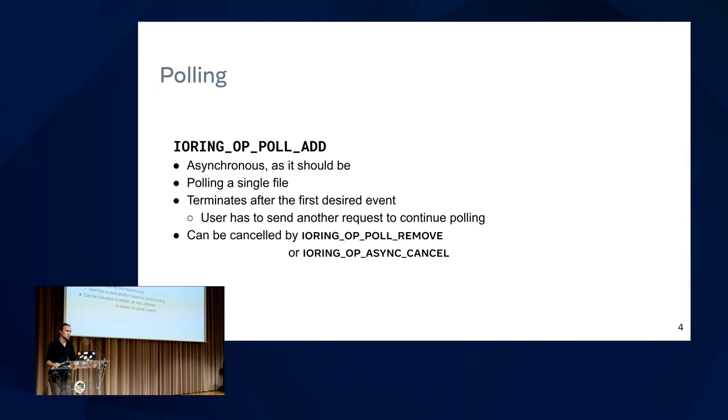It looks a little bit different, but still similar. It's in the form of a poll request. You queue up a poll request. It polls only one file. And when it gets a desired event, it will notify the user space as usual by posting a completion and then terminate the request. So if the user wants to continue polling the socket, it has to submit a new poll request. And it's asynchronous as it should be. So if you have a bunch of sockets, you can send just a bunch of such requests.